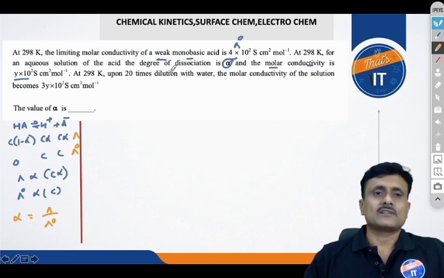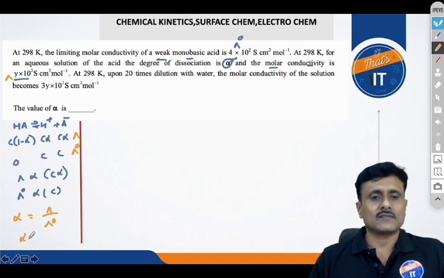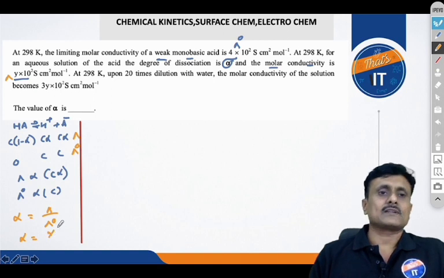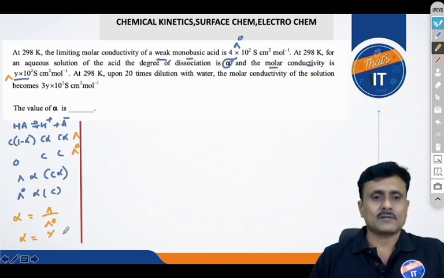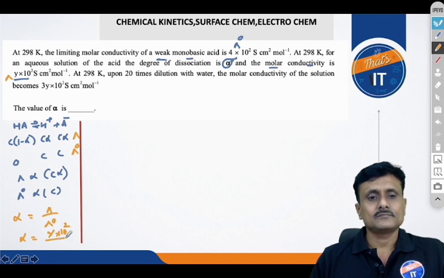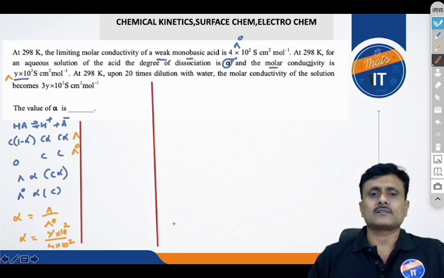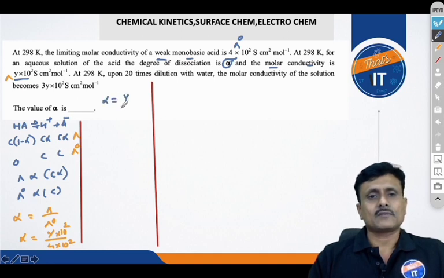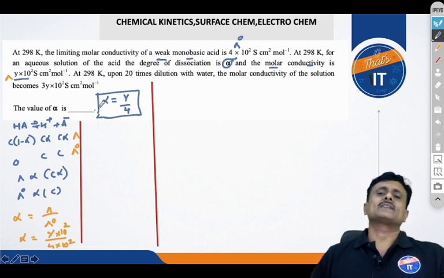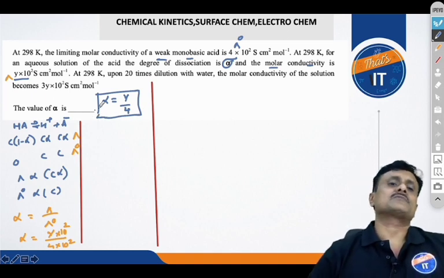Now we can see the values are given to us. We are given the conductance and the limiting conductance. So the alpha value is turning out to be lambda, that is Y into 10 power 2, divided by 4 into 10 power 2. So we got the value of alpha as Y by 4. We have to get the answer in a numerical value. We got it in terms of Y. To get it in numerical values, I am going to take the next information.